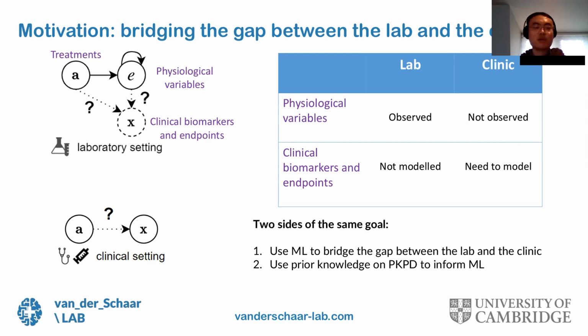So with that background in mind, this project addresses two interrelated goals. The first goal is to use machine learning to bridge the gap between the lab and clinic. Specifically, we would like to establish the link between the physiological variables and the clinical endpoints. And the second related goal is to use the scientific knowledge encoded in PKPD equations to inform machine learning systems to make principled predictions.